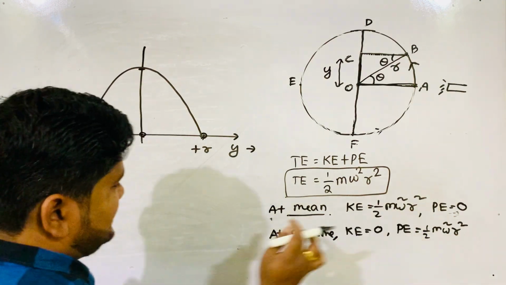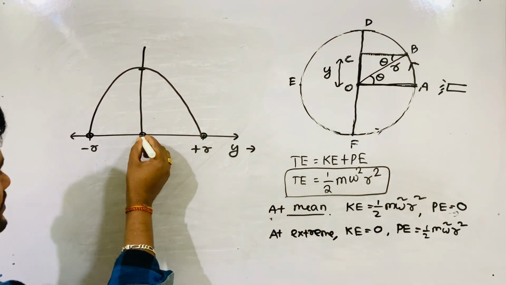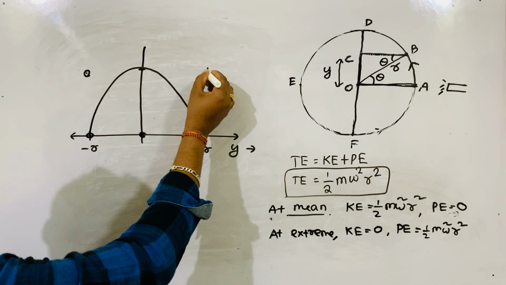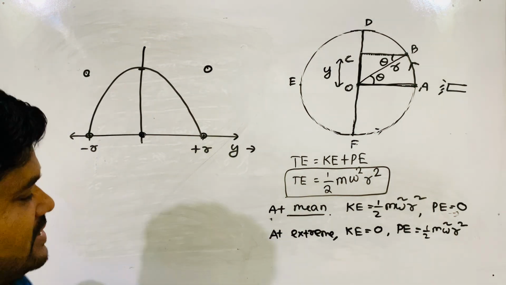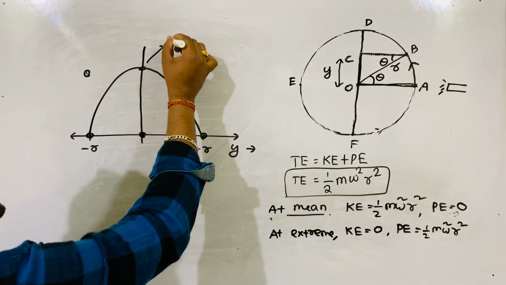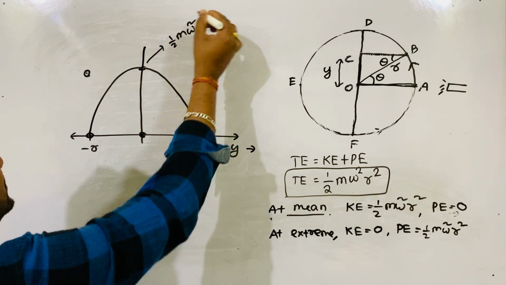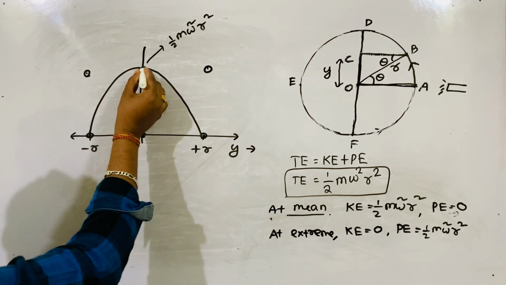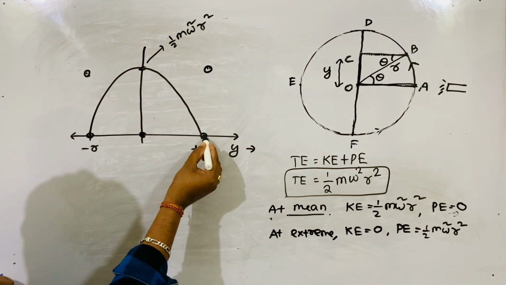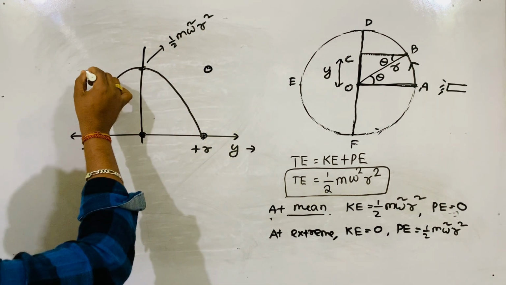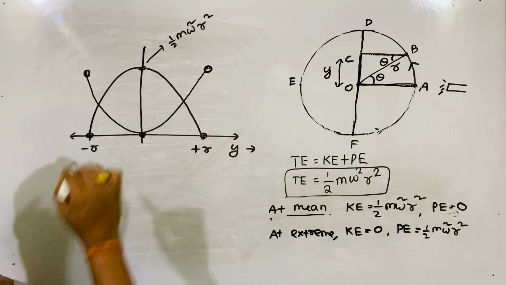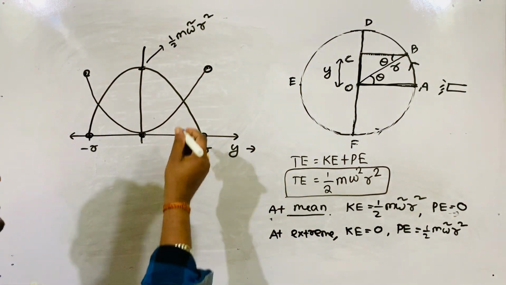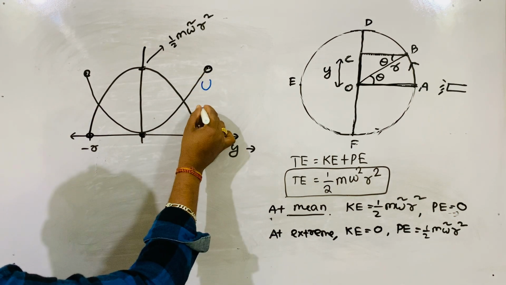And the potential energy is 0 at mean position and maximum at extreme position. This maximum value is half m omega square r square. So at plus r position, the energy is this much, and the point will be here. So the graph will be like this. Got my point? So this is potential energy and this is kinetic energy.